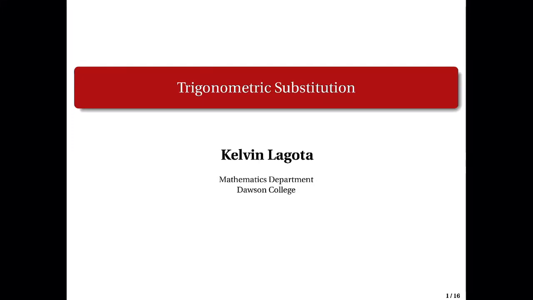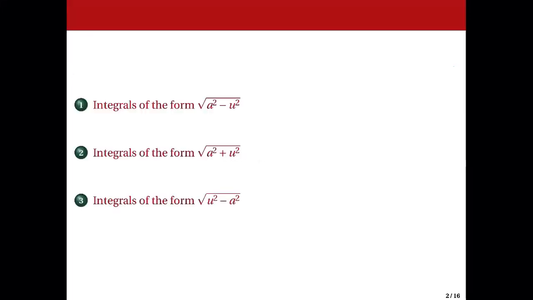So just a prerequisite, these are the forms that we will integrate. We have the square root of a squared minus u squared, the square root of a squared plus u squared, and the square root of u squared minus a squared. Our integrals will involve these functions.